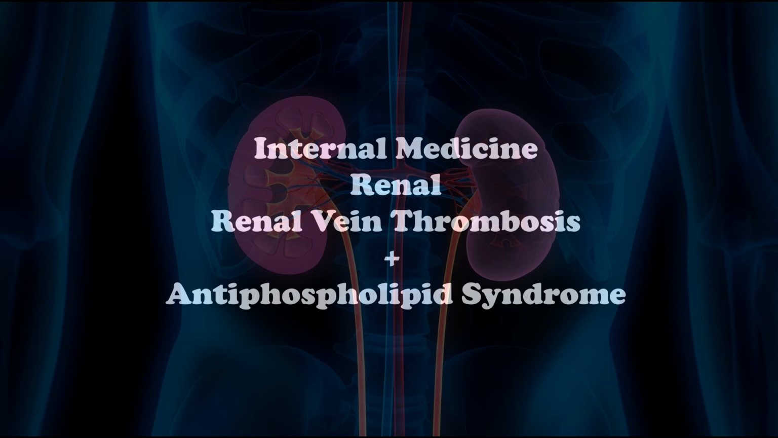These antiphospholipid antibodies include lupus anticoagulant, and what it does is it prolongs your partial thromboplastin time, or your PTT. The other antiphospholipid antibody are the anticardiolipin antibodies, which are IgG or IgM, and these are the ones that test false positive for syphilis.